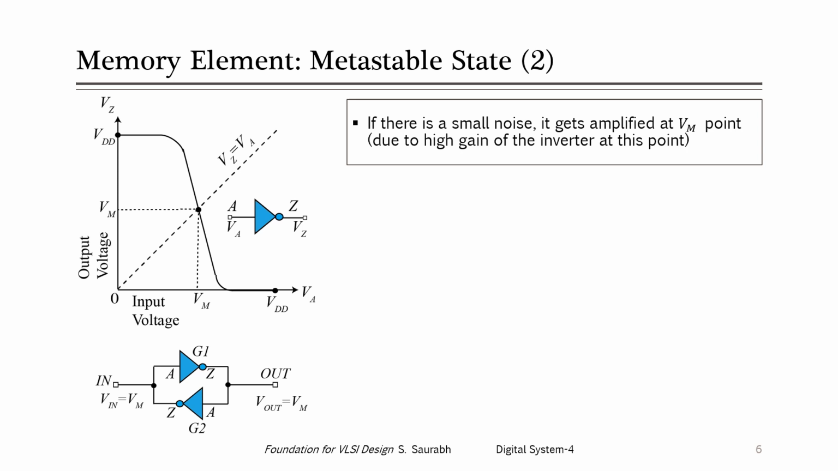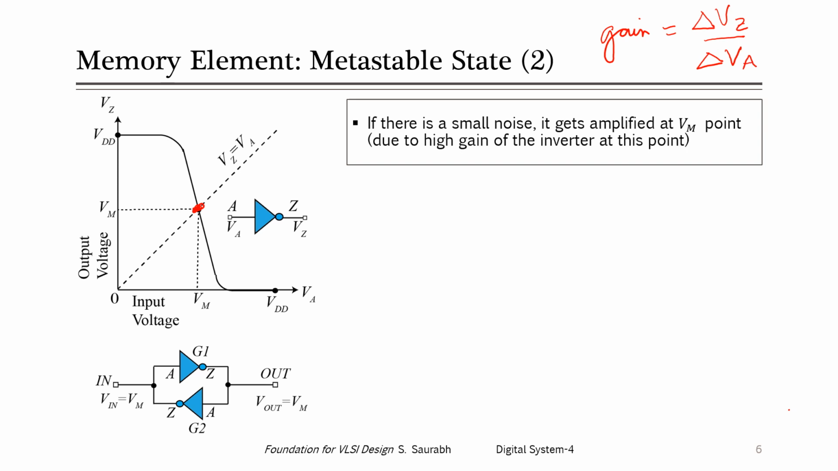If there is a small noise, it gets amplified at the point Vm due to the high gain of the inverter at this point. If we look into the transfer characteristic of the inverter at this point Vm, the gain is high. What is gain? We can define gain as delta Vz by delta Va.